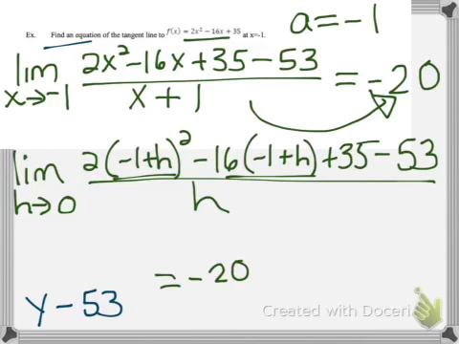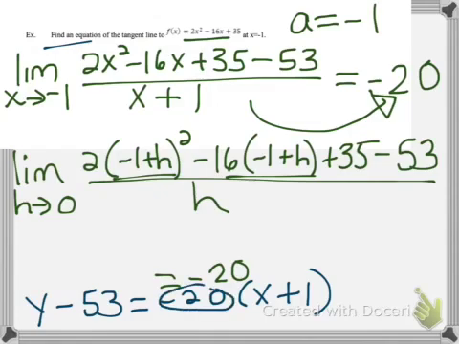So y minus the y value, which is negative 53, equals the slope, negative 20, times x minus the x value, which would be x plus 1. There's the equation of my tangent line. How did I get the slope? I used the two formulas. Sometimes you'll be asked to show both of them. Sometimes you'll be able to choose which one you want to use. They're both just finding you the slope of the tangent line.